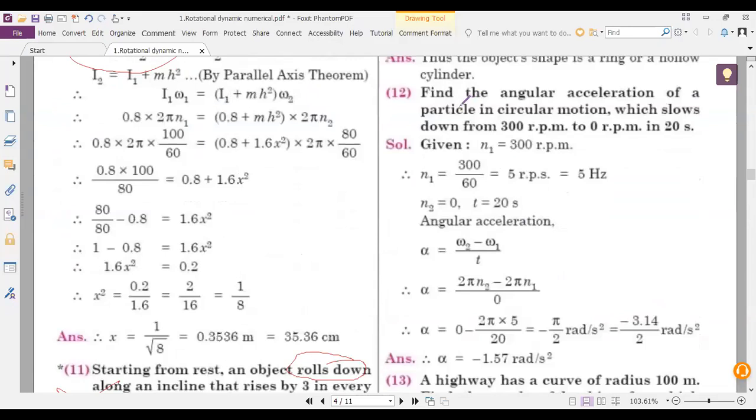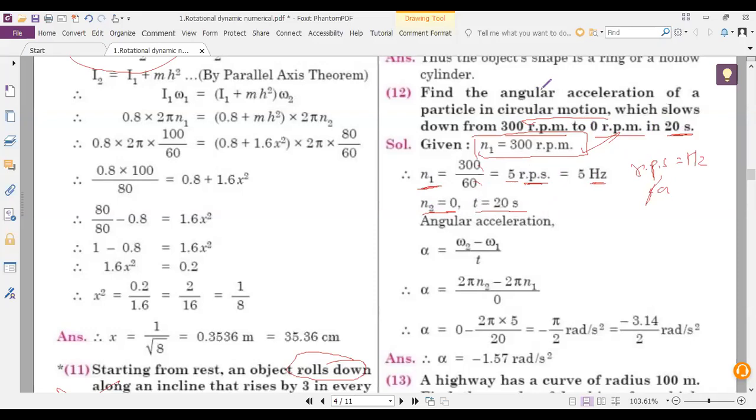This question is there. Find the angular acceleration of a particle in circular motion which slows down from 300 revolutions per minute to 0 in 20 seconds. Revolutions per minute means frequency is given. We have to convert this frequency into revolutions per second. So n1 is equal to 300 upon 60, which gives 5 revolutions per second. We also represent this RPS by hertz, because the meaning is the same. Now 300 revolutions per minute to 0 revolutions per minute means we have two frequencies: n1 is this and n2 is 0. In 20 seconds means the time difference is given, that is t is equal to 20 seconds.